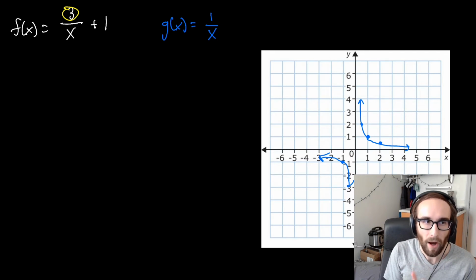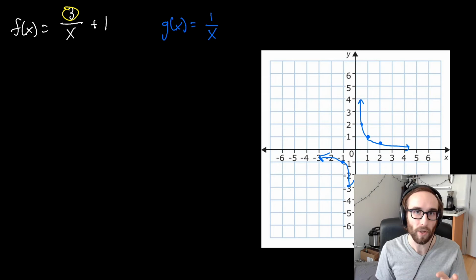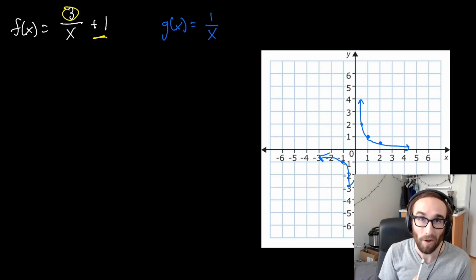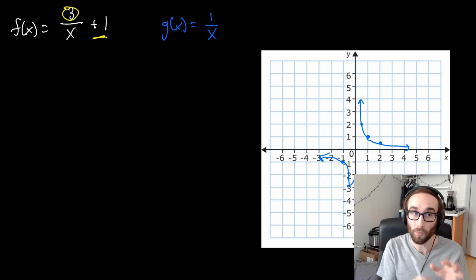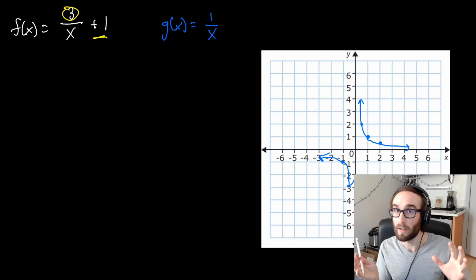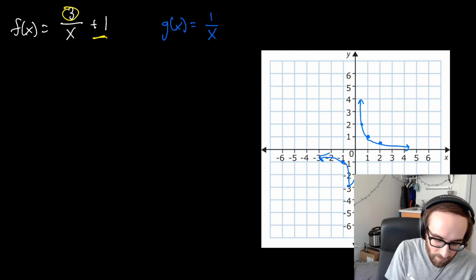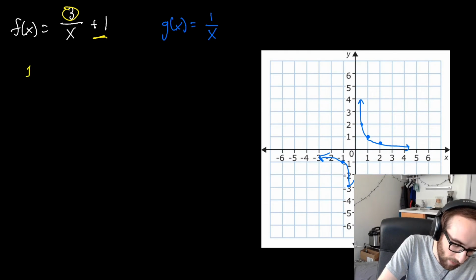So if we multiply the output by 3, we want to do the multiplication first, and then we want to add on the 1. Because if we add the 1 on first, then when we multiply by 3, we need to multiply both terms by 3. And that'll kind of mess up our translation. So let's take a look at that order that I just mentioned.